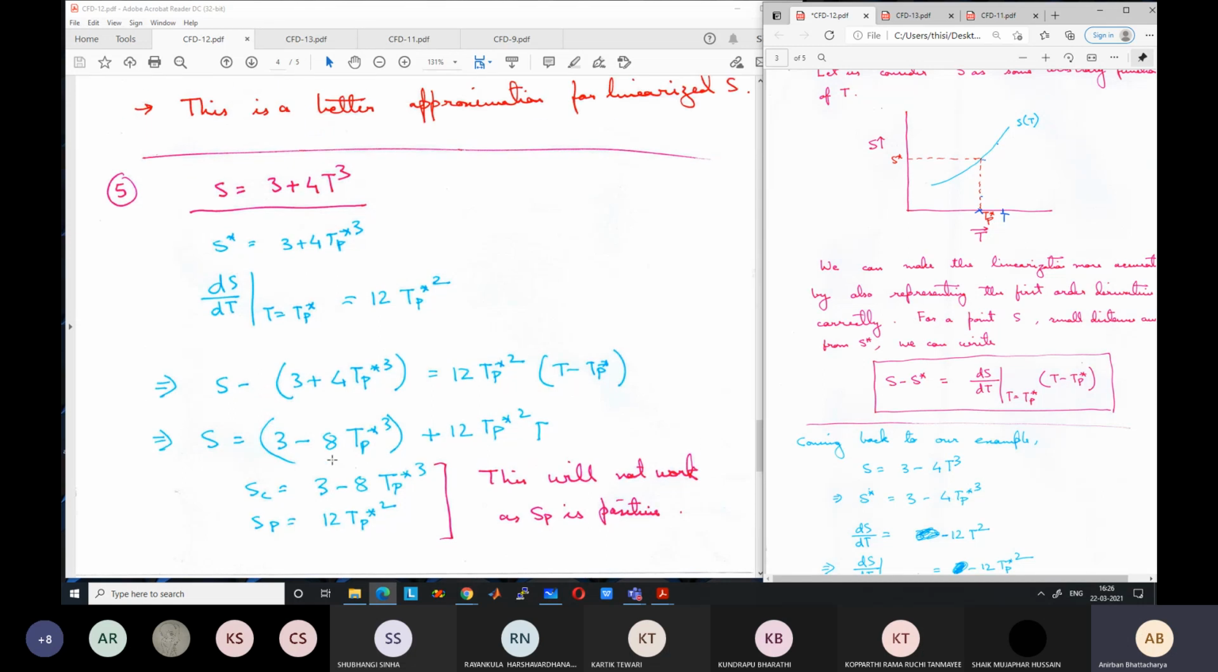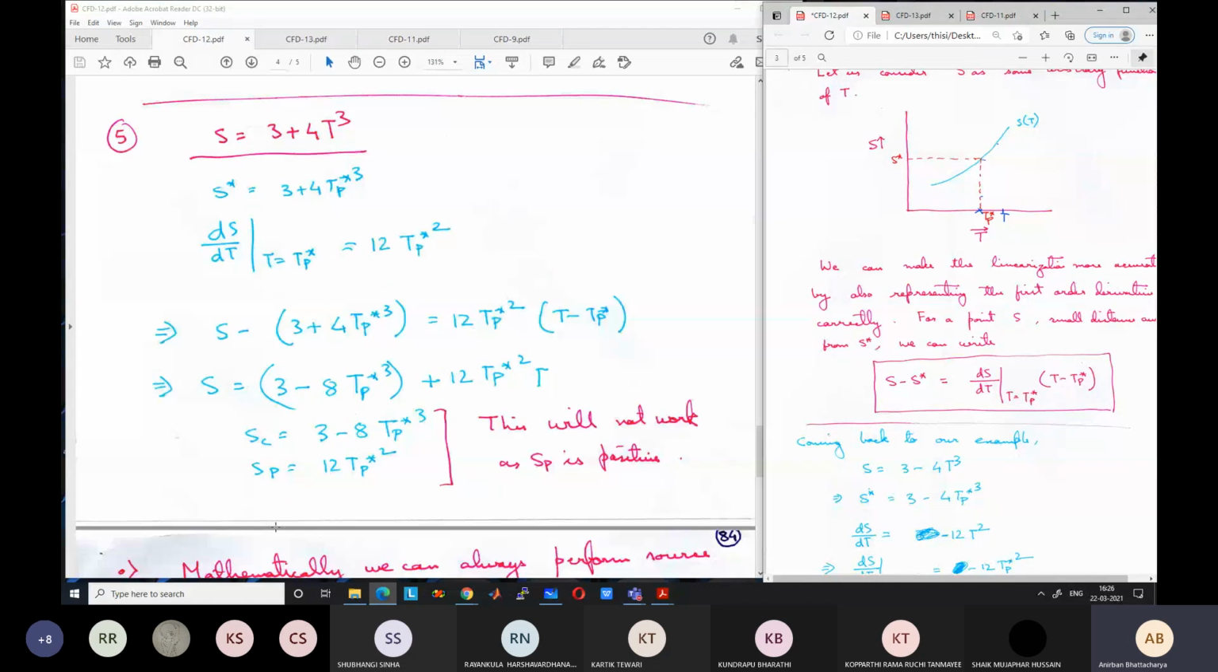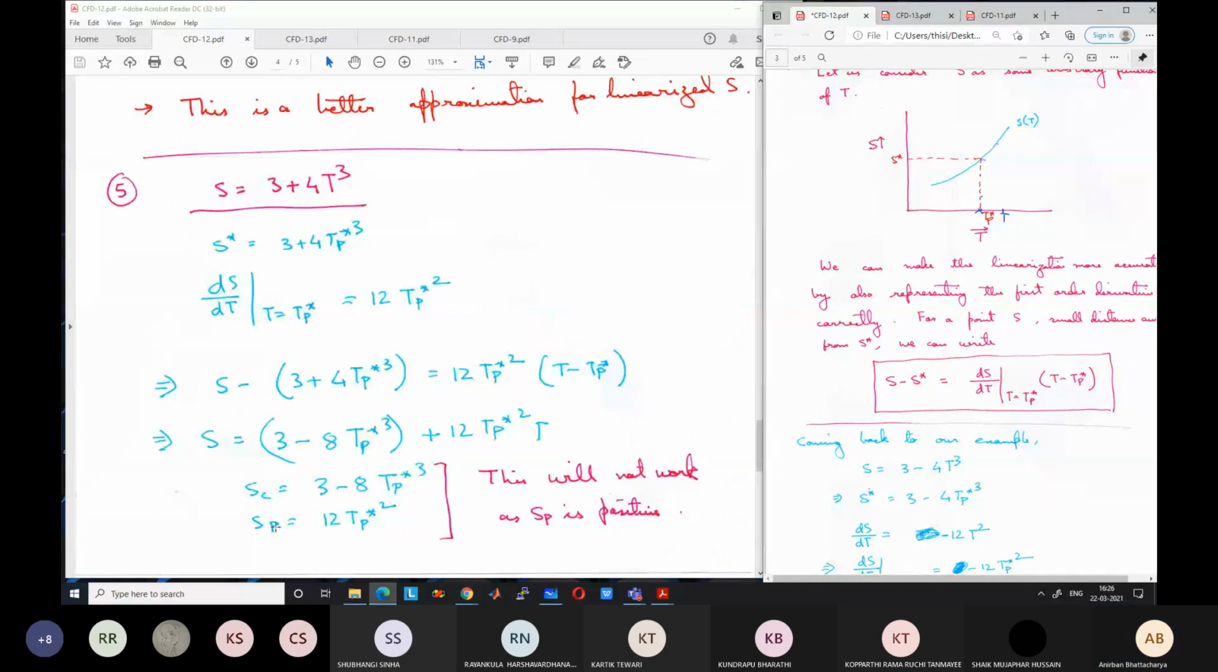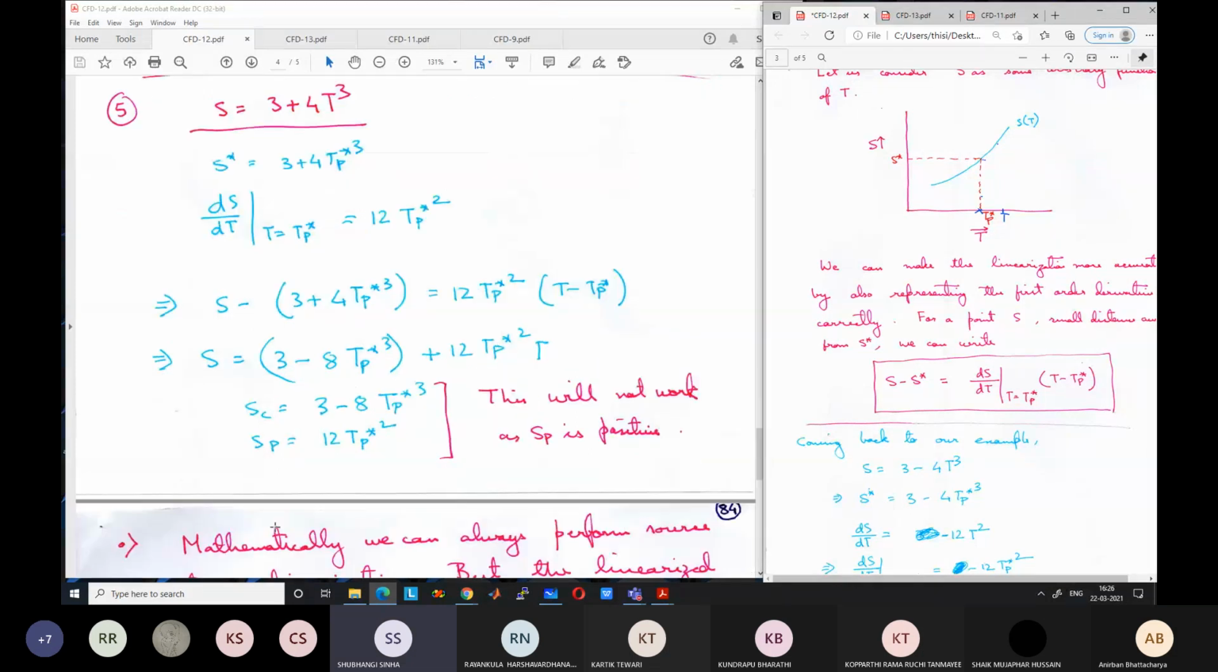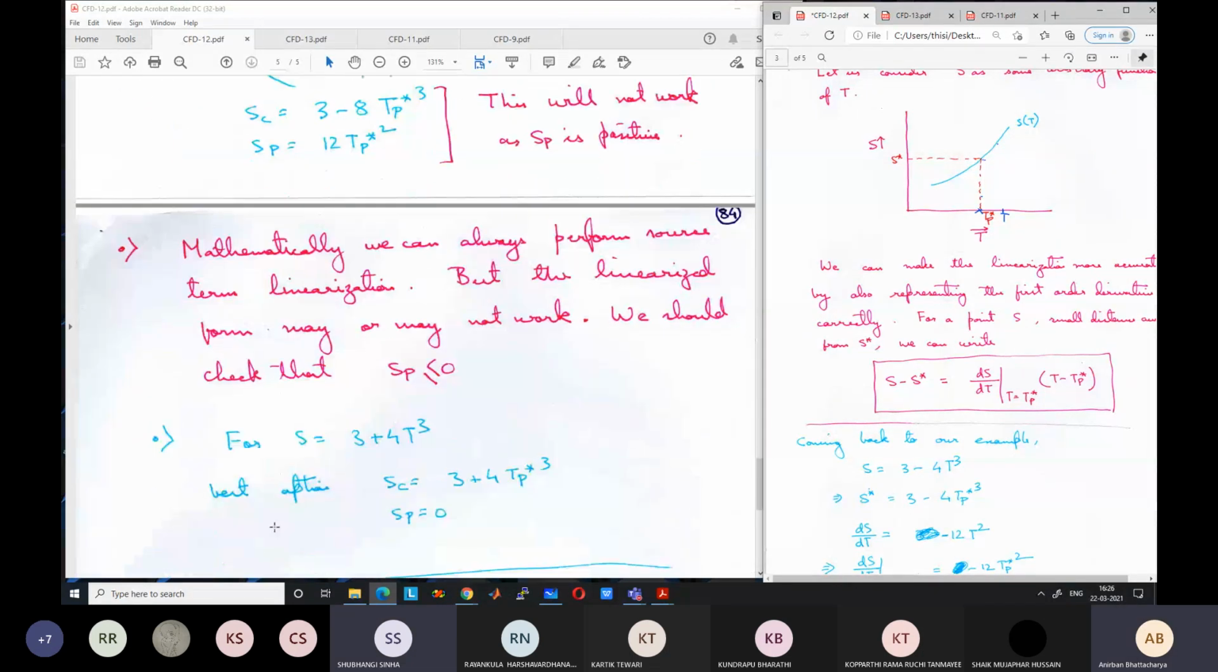It does not mean that we can always linearize any equation and use that. Linearization is just one method, but it may not always give you a feasible solution. For example, this case did not work out because we had a positive slope. As a result, Sp became positive. We need a negative slope. So in this case, what is our option? S equal to 3 plus 4T cube. We don't have any other option, so we have to take the lazy approach here.